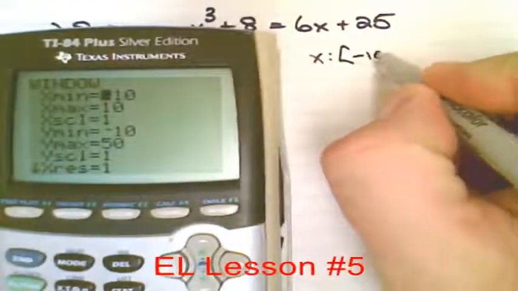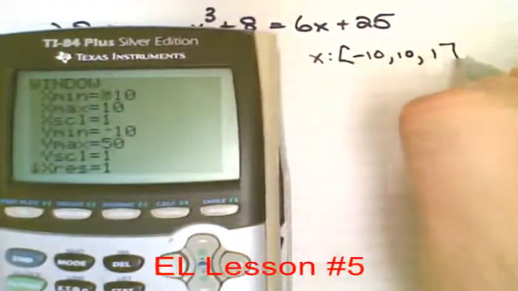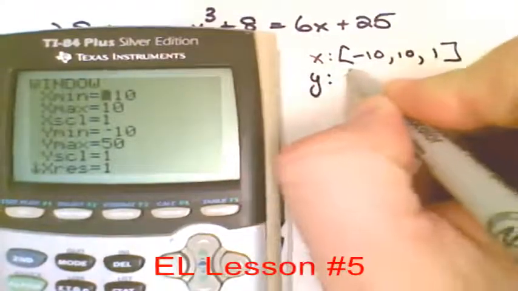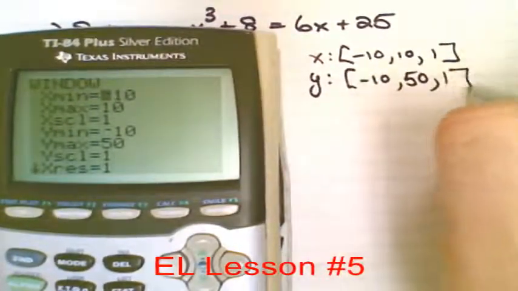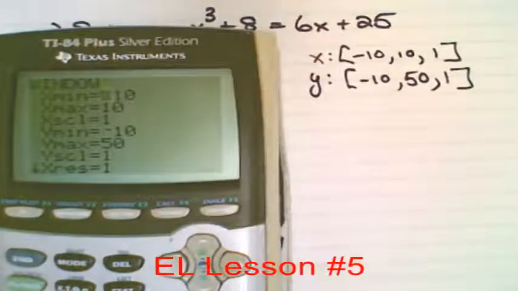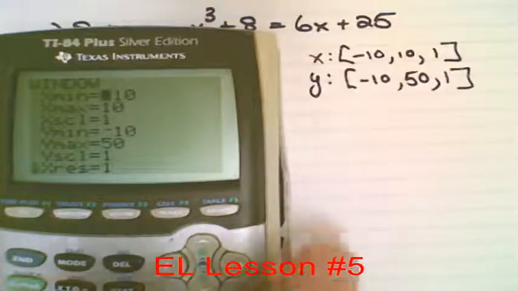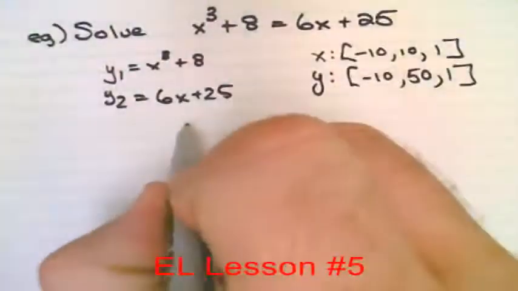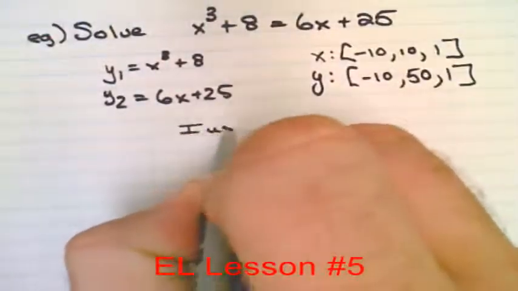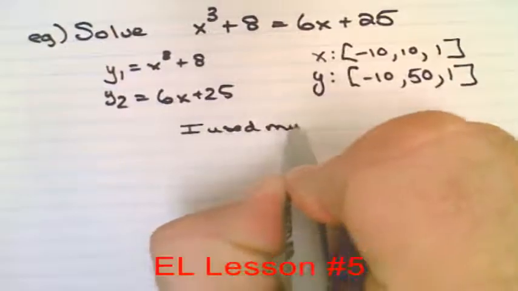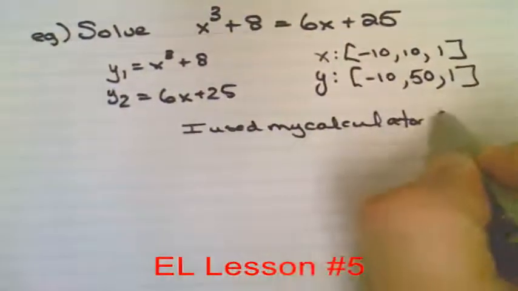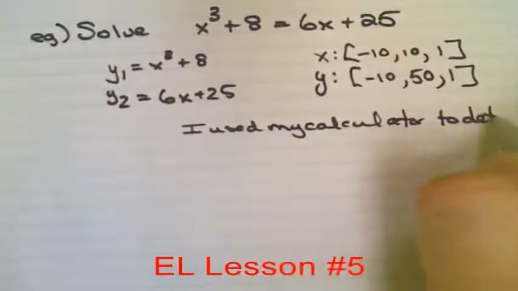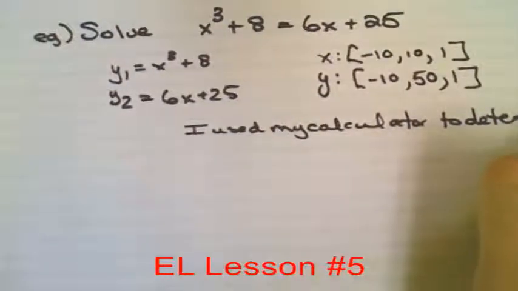And I'm using what I see in front of me to kind of guess where this is going to go. So since I can see them cross, I'm going to copy down that window. So x colon, okay, I push window. It's from negative 10 to 10 by 1. And my y's have changed. It is from negative 10 to 50 by 1. Okay, you don't ever have to change the y scale. You can if you want, but you don't have to.